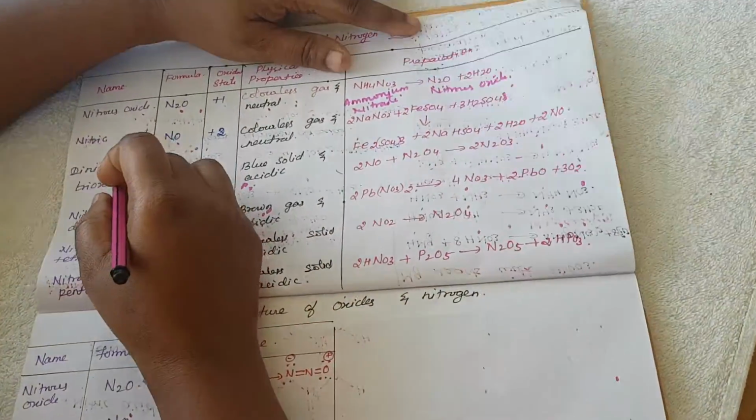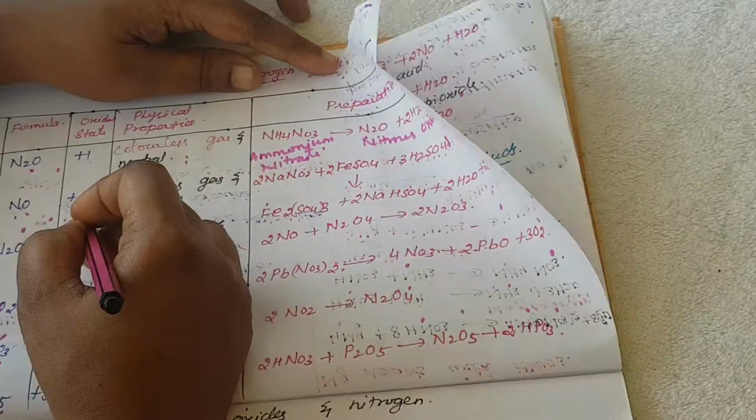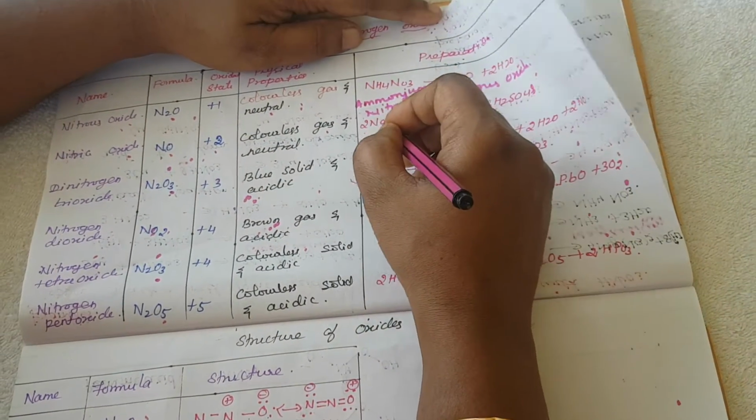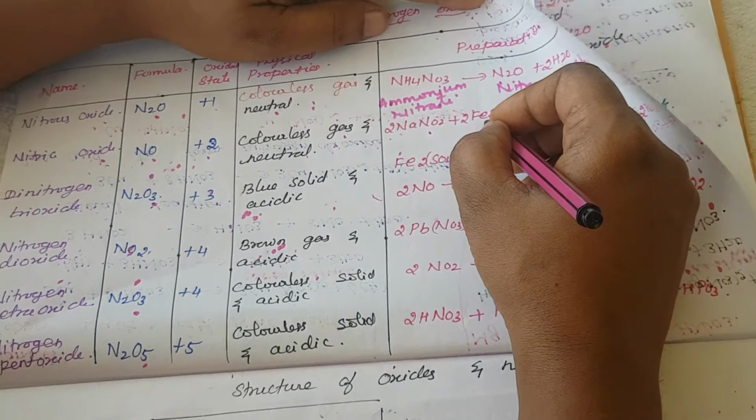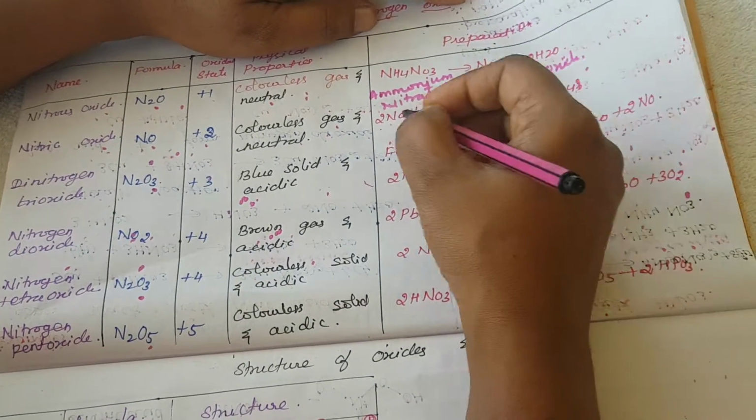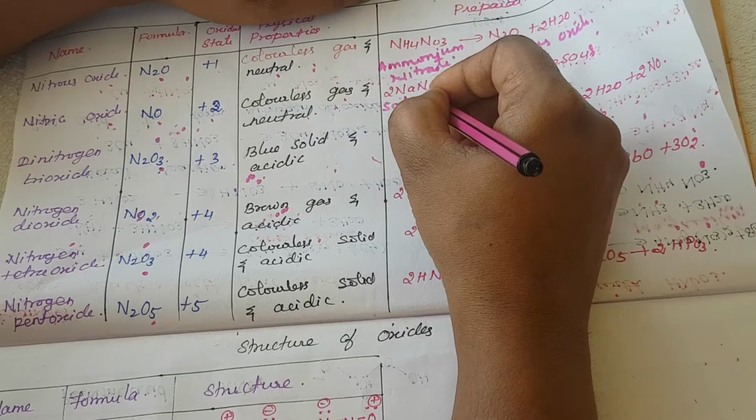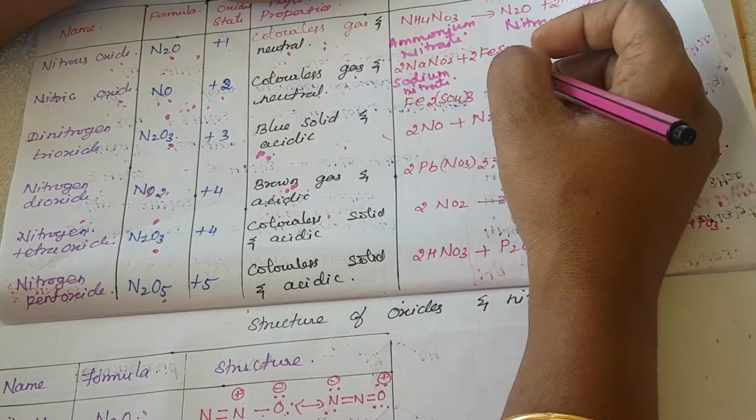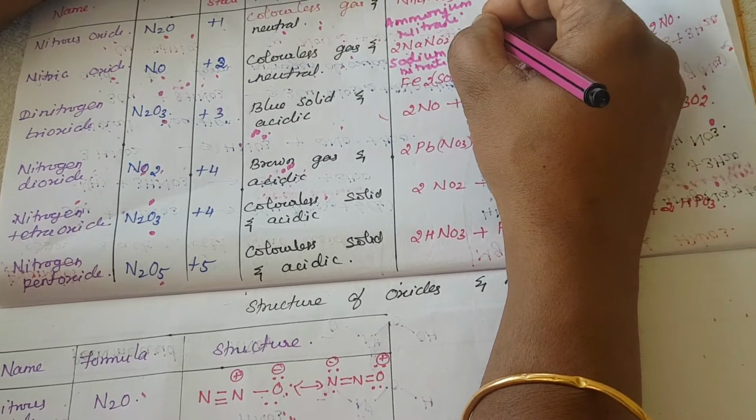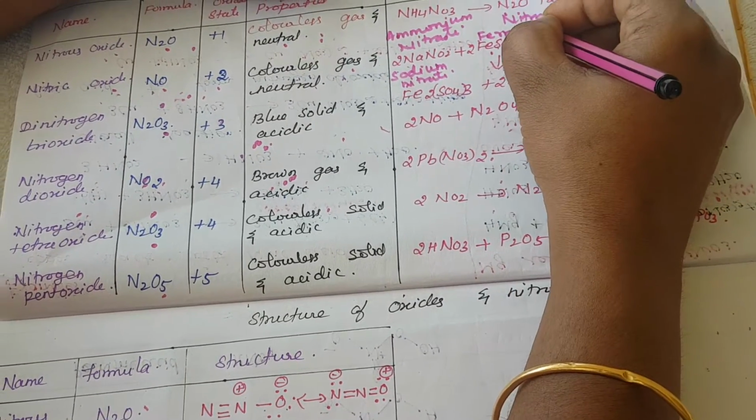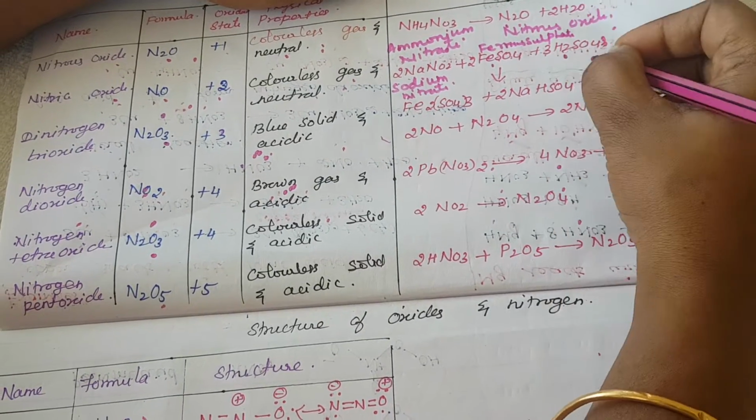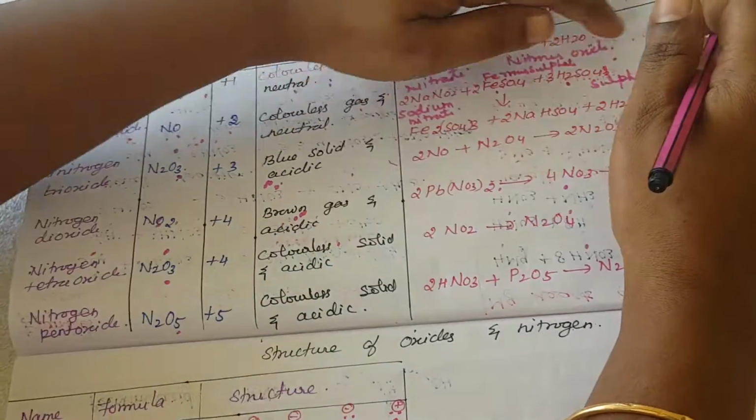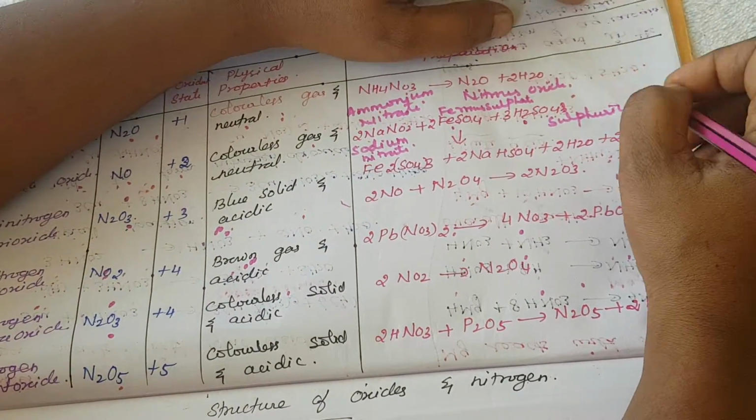Okay, the next one is nitric oxide, NO. What is the oxidation state? +2. It is a colorless gas and neutral. How will it be prepared? Sodium nitrate reacts with ferrous sulfate and concentrated sulfuric acid. This is sodium nitrate. In your book no name is there, so you can write it. That is ferrous sulfate. Then sulfuric acid. In your book only the equation will be given, so if you want, you can write the names.